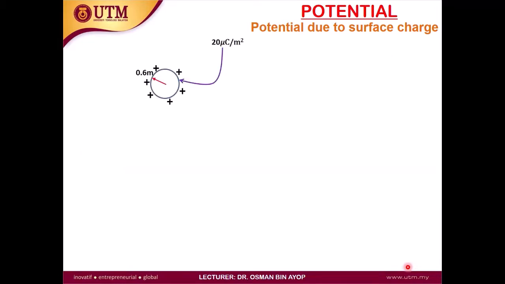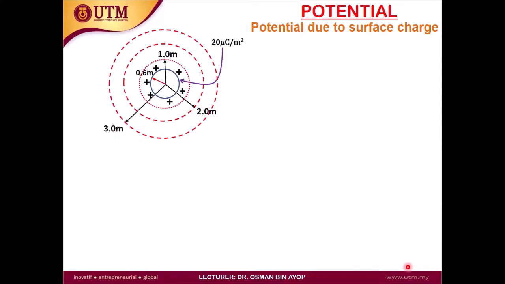So, okay, let's draw back our chart system. We have this chart system, and then I draw a Gaussian surface at 1 meter. Next, we have 2 meters and 3 meters, because that is the surface of interest. And we have point A and point B.